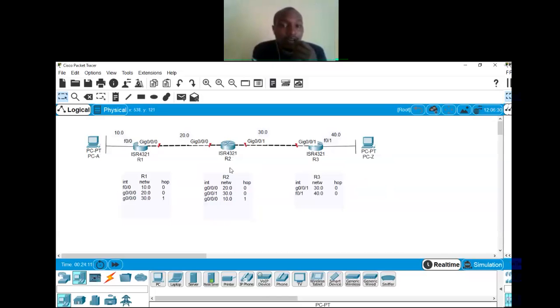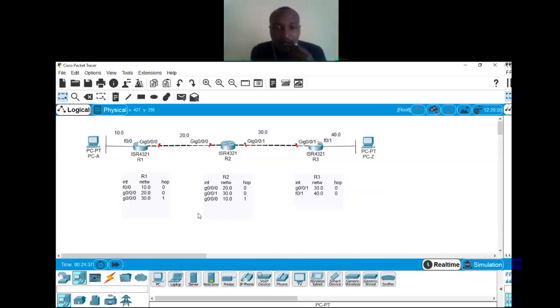R2 checks, you're trying to ping me. I'm the intended destination. Okay, I need to send an echo reply. Remember, ping is an echo. So that guy sent an echo, now I want to send an echo reply. In the process of sending an echo reply, R2 becomes the source from network 20. The destination is somebody under network 10. So it now decides to send the data.